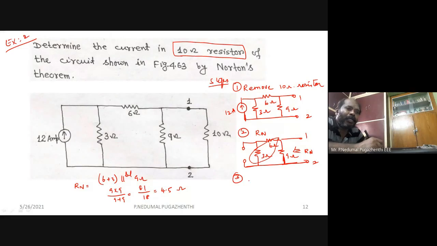அப்ப third step என்ன? I have to find, I will keep this source. Okay. I will try to find what is the short circuit current. What is the short circuit current? The 1 and 2 short circuit பண்ணிட்டு இங்க வரக்கூடிய கரண்ட் என்னன்னு பார்க்கணும். This is 9 ohm, this is 6 ohm, this is 3 ohm, this is 12 amperes.